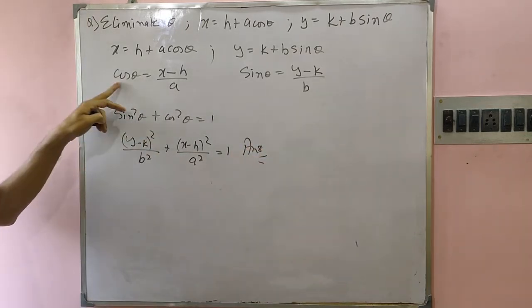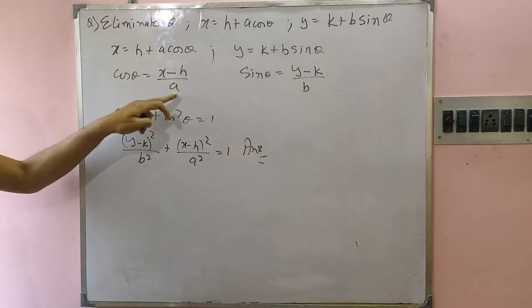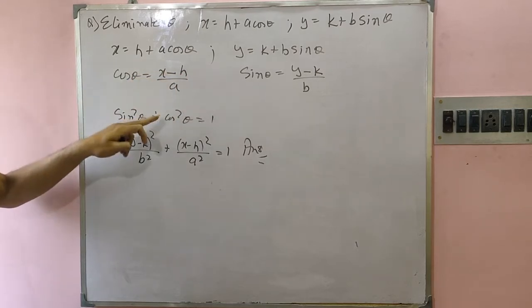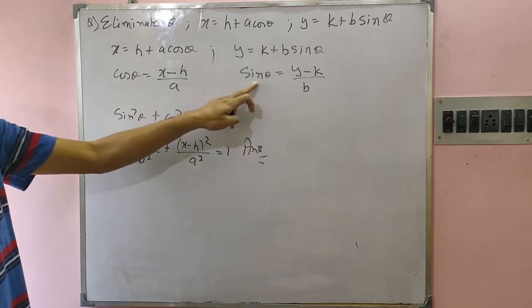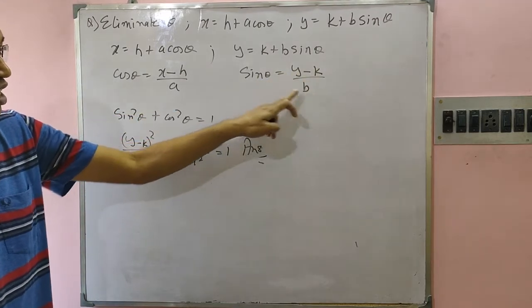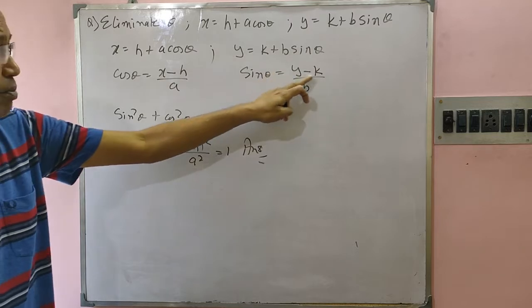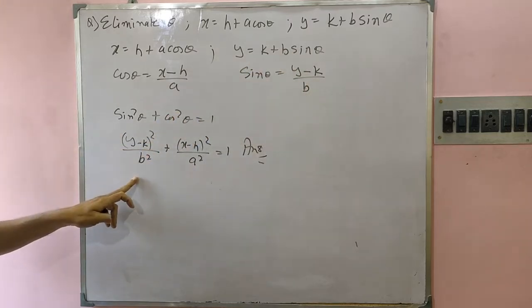Cos theta is x minus h by a. Therefore cos square theta will be x minus h whole square by a square. Similarly sin theta is y minus k by b. Therefore sin square theta will be y minus k whole square by b square.